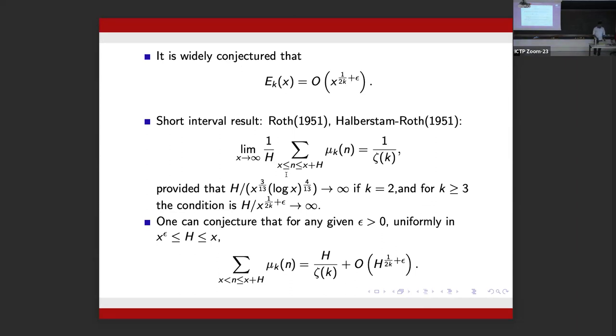And similar to the global case, in the case of short intervals, for these k-free numbers, one can expect that this mean value, this sum, looks like h over zeta(k) plus big O of h to the power 1 over 2k plus epsilon, when you allow h to lie between x to the epsilon and x. So in this sort of problem, this is a conjecture one can expect.